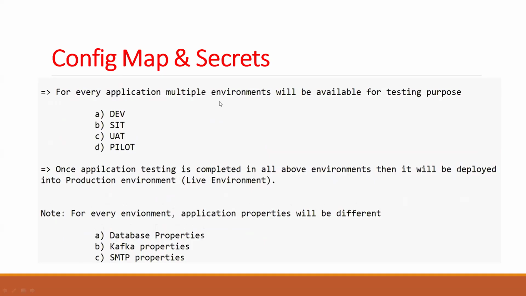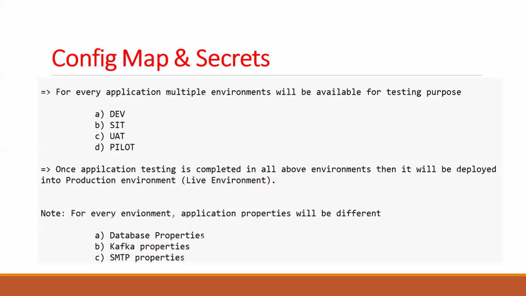Every application will have multiple environments available for testing purposes: DevOps, UAT, pilot. Once application testing is completed in all the above environments, it will be deployed into the production environment, the live environment. For every environment, application properties will be different, for example database properties, Kafka properties, SMTP properties. So we need to avoid hard coding these properties. How can we do that? By using config maps and secrets.